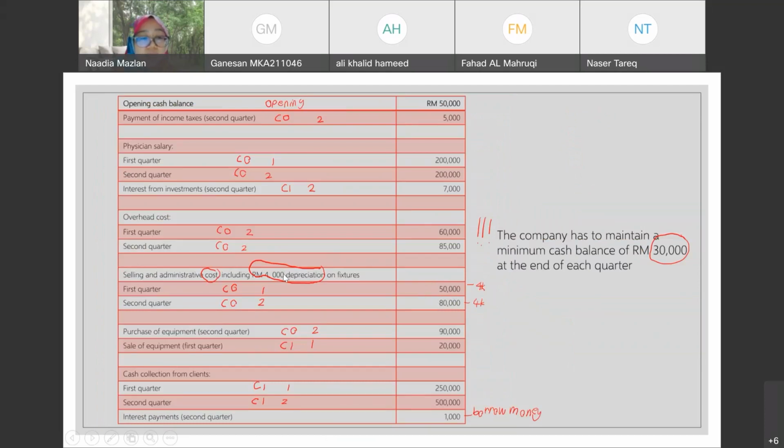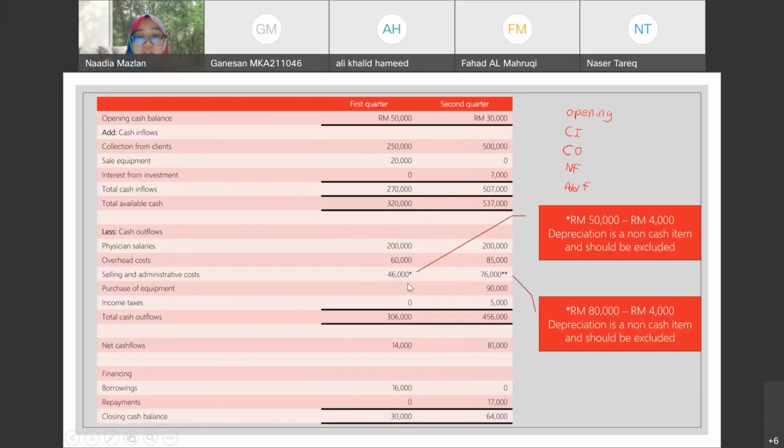However, the cost needs to be minus with depreciation. So depreciation is 4K, hence the reason 50,000 minus 4K, because depreciation is a non-cash item and you cannot put it inside the cash budget. So it becomes 46. Any purchase of equipment? No. Any income taxes to pay? No. So 200 plus 60 plus 46, you got 306.